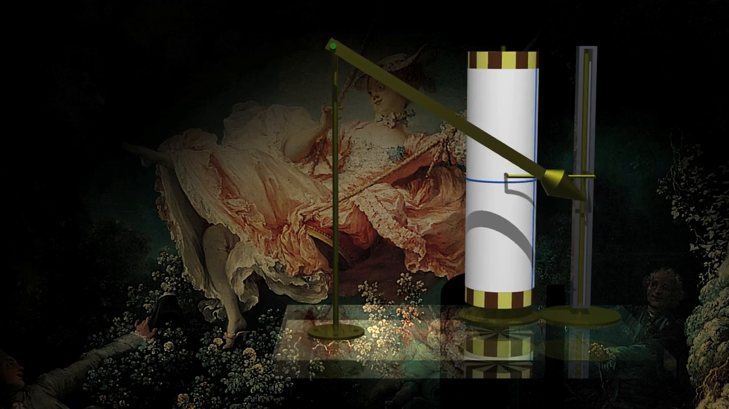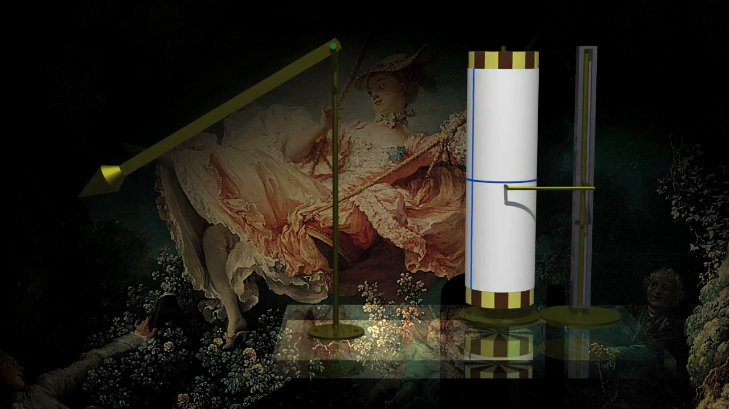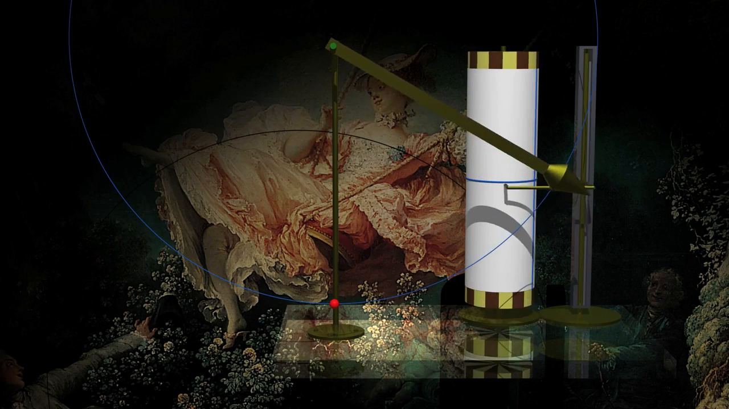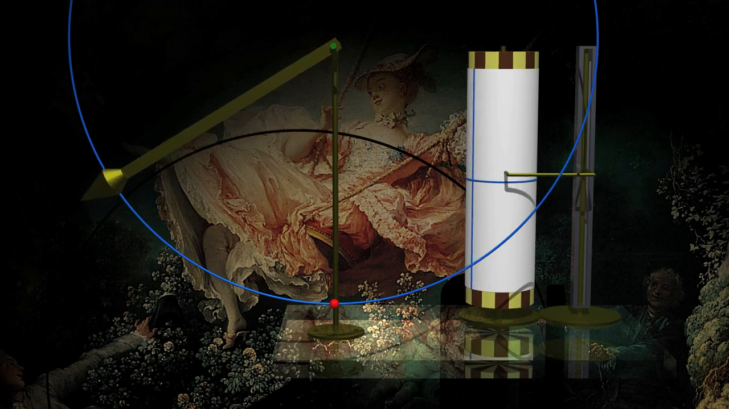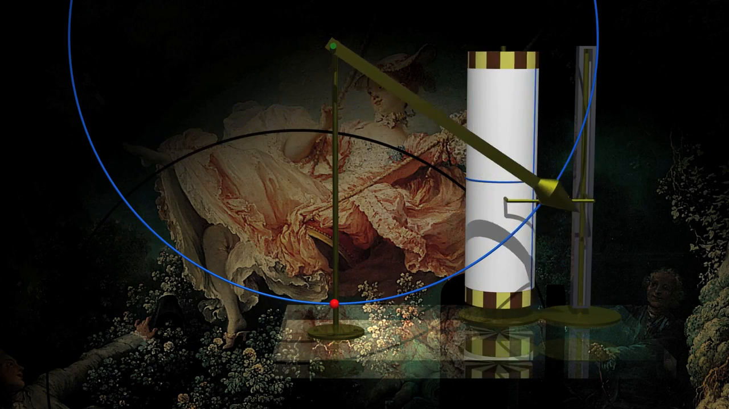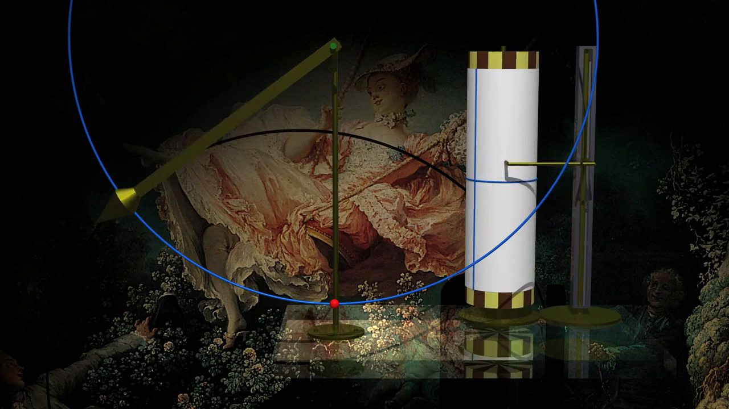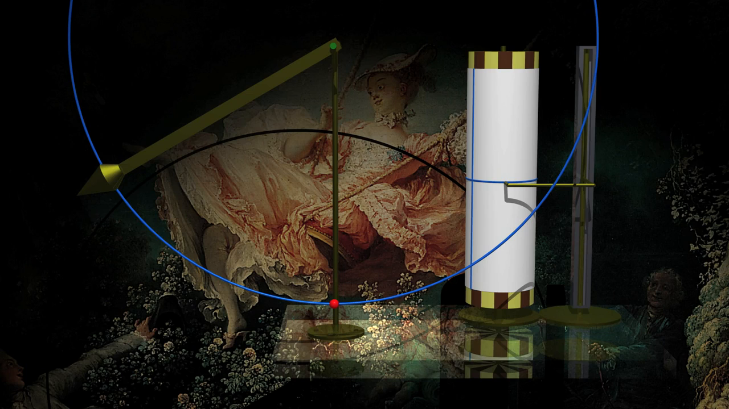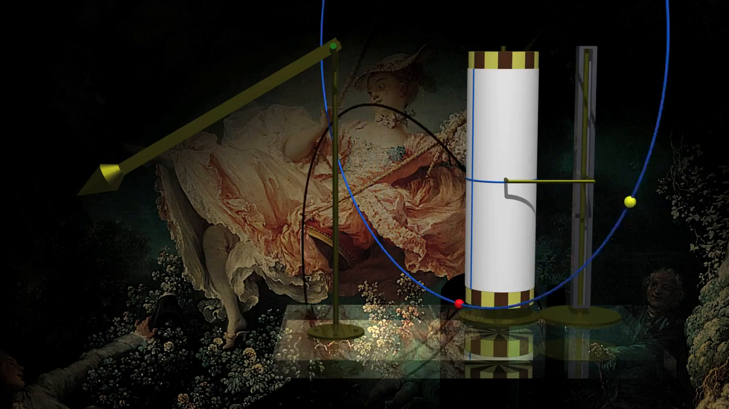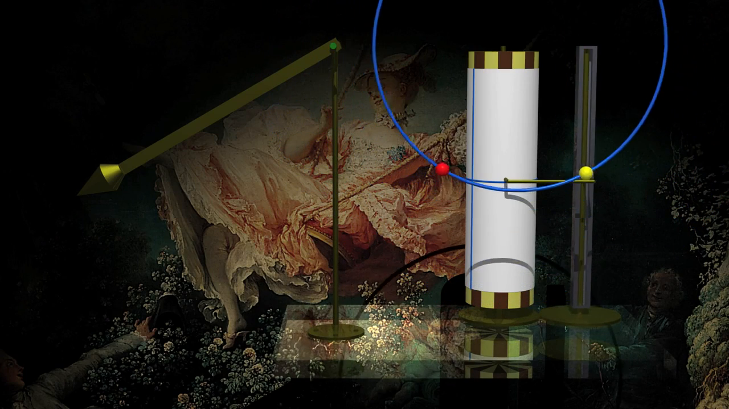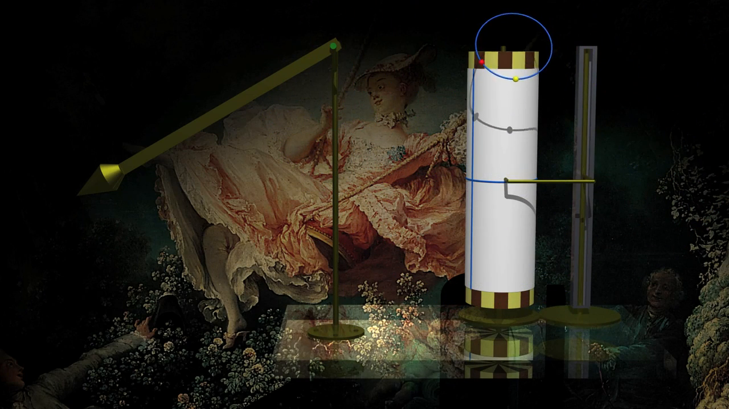The tip of the pendulum moves on the blue circle. Let's place this circle on the cylinder, like so. Every point of the circle represents a position of the pendulum. The red point, for example, is the position at the bottom.